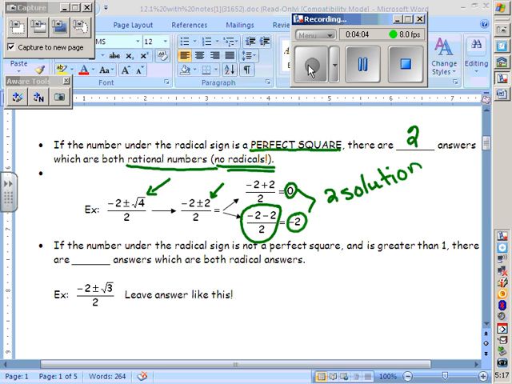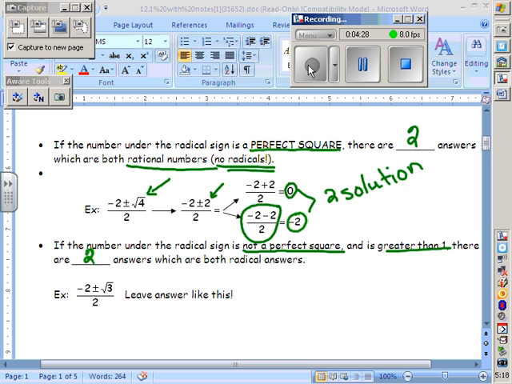In this second example, we're also going to get two solutions, but here underneath the radical is not a perfect square. And the number is, of course, greater than 1. So that would give us two solutions. This one's a little bit different, though, because the number is not a perfect square, we do not need to work it out.